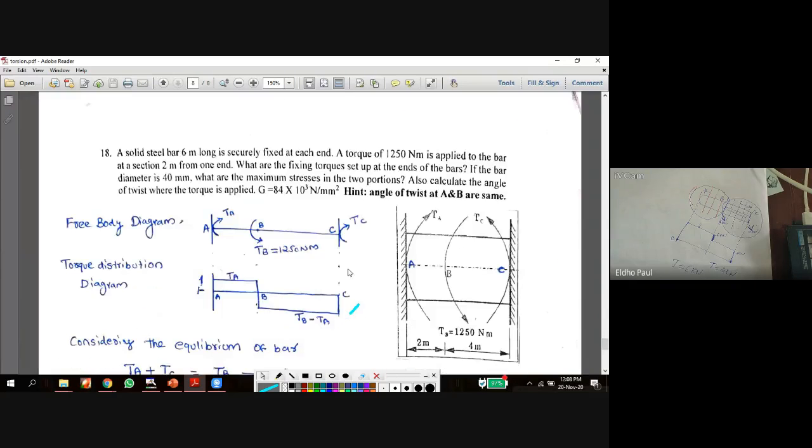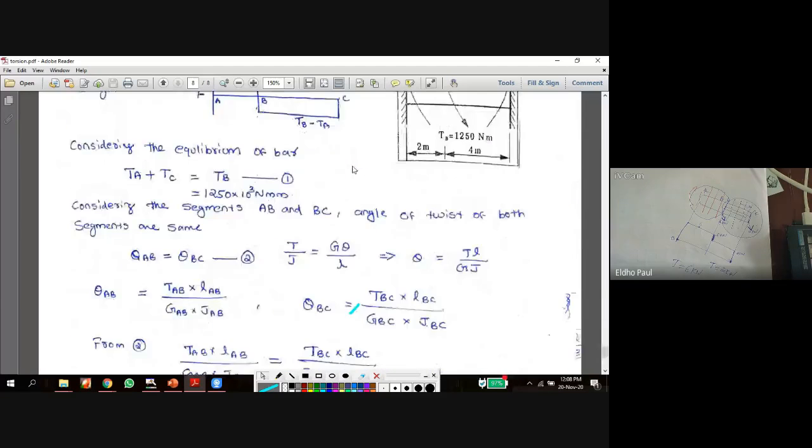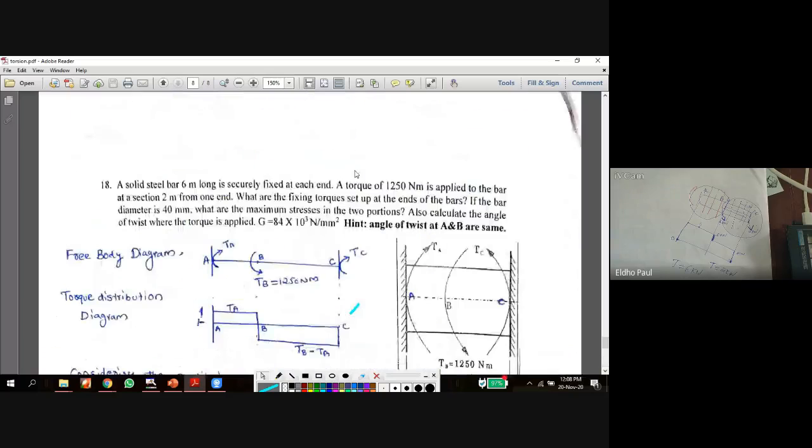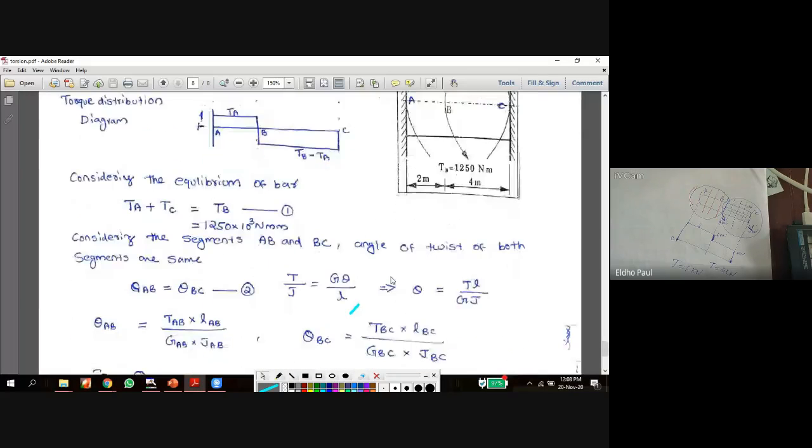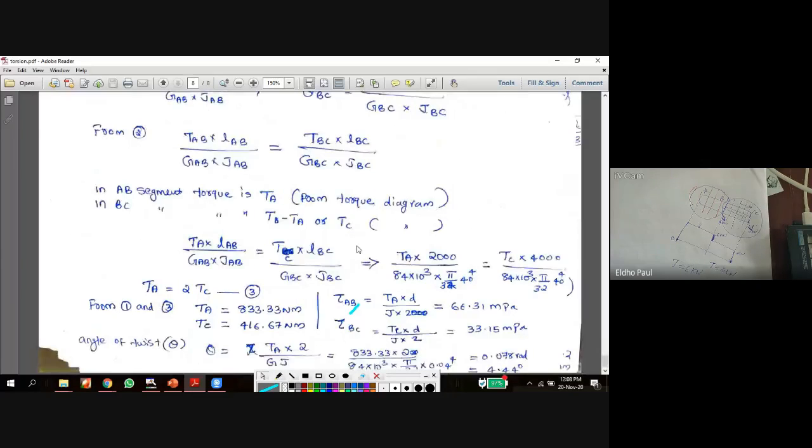And this problem is not required. This is actually a statically indeterminate problem. The 18th problem is not required. As per your syllabus, the statically indeterminate problem is not included. So this 18th problem is not required, but you can do this problem. Okay.